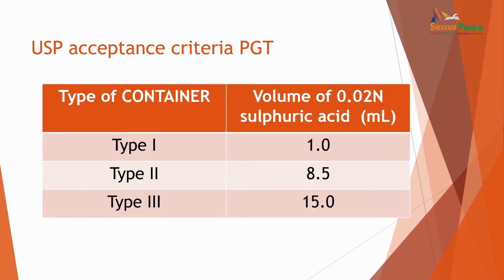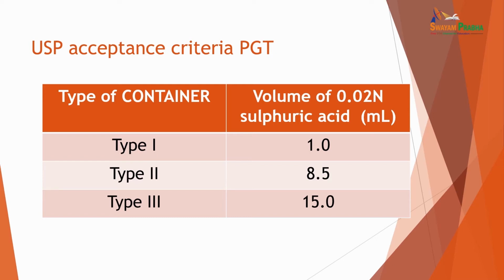Now let's see the USP acceptance criteria for the powder glass test. For type 1, type 2 and type 3, the volume of 0.02 N sulfuric acid in ml is given as 1 ml, 8.5 ml and 15 ml for the powder glass test. Okay, it means the minimum amount is required in type 1. It means type 1 has the least leaching property.